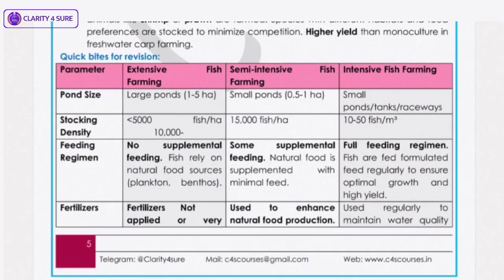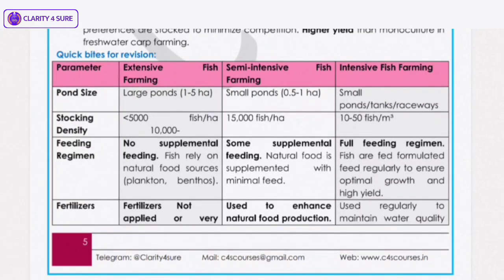So let's discuss quickly the parameter on which the different types of fish farming have been divided, right? So first is extensive fish farming. We just now discussed the pond size will be large pond, 1 to 5 hectare. Semi-intensive we will have small pond, that is 0.5 to 1 hectare, and intensive farming we will have small pond, tanks, raceways. So the stocking density for extensive fish farming is less than 5000 fish per hectare. For semi-intensive it is around 15,000 fish per hectare, and for intensive it is 10 to 50 fish per cubic meter.